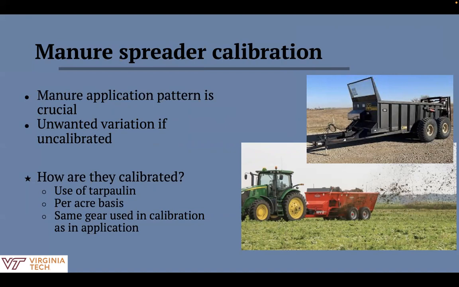The pattern that the manure is applied to fields is crucial to ensure equal coverage and fewer spots of heavy nutrient runoff, which leads to pollution and eventually eutrophication. Manure spreaders are typically calibrated on a per acre basis with the use of a tarpaulin. One will drive the tractor and spreader in the same gear while calibrating, which they will eventually drive the tractor and spreader in while spreading.